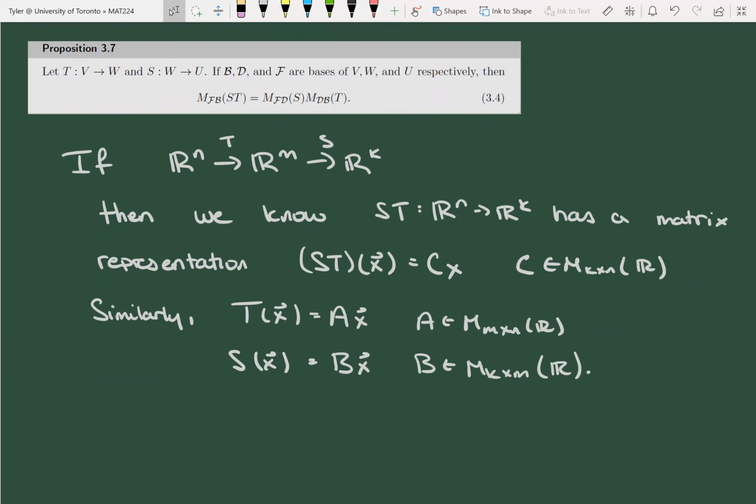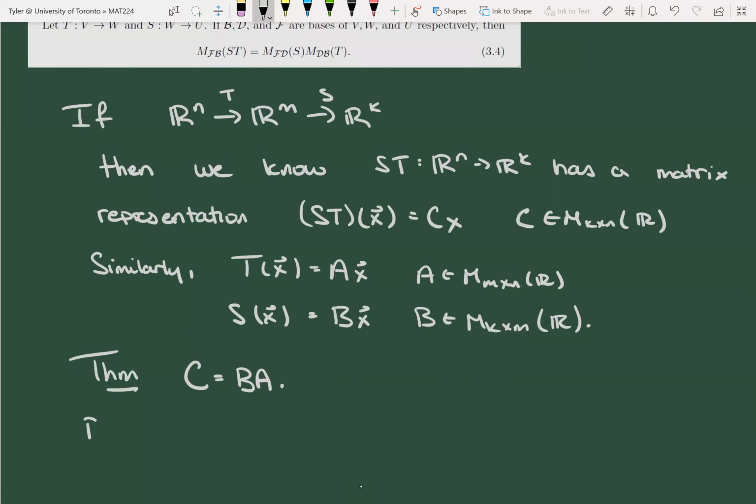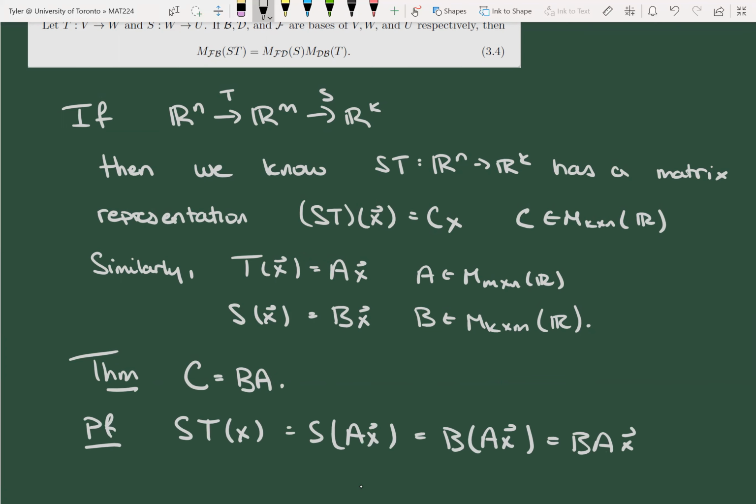And what we know from 223, and the reason why matrix multiplication is defined in this weird way, is that there's a theorem which basically says that C is equal to B times A, right? That if you want to compose these two things, and maybe that's obvious, right? Because the proof here is just: ST of x is S of T of x, and T of x is A times x, right? And S of that is B times A times x, equals BAx. And so that matrix multiplication works out in this way.